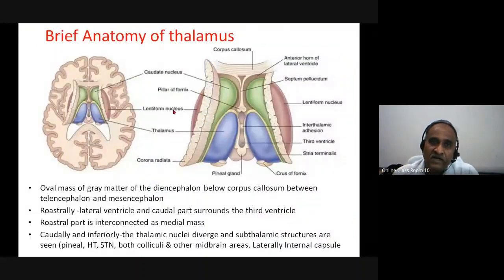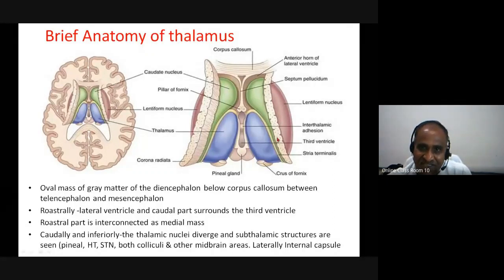Okay, so now a brief anatomy of the thalamus. This is a horizontal section, an expanded part of the horizontal section, and these blue areas are the two thalami on either side. This part forms the third ventricle, and here is the lateral ventricle. The green part is part of the caudate nucleus. And this is the corpus callosum.